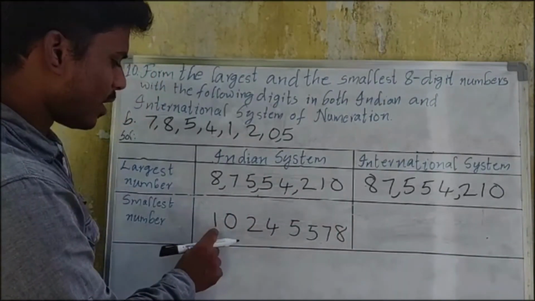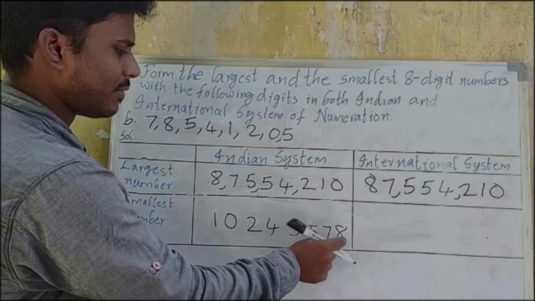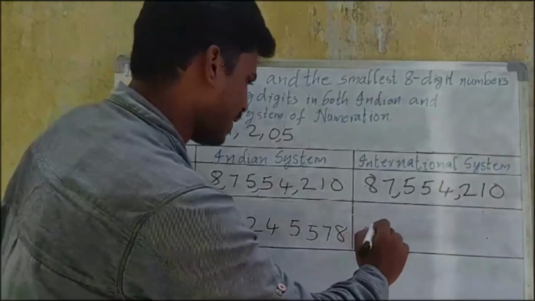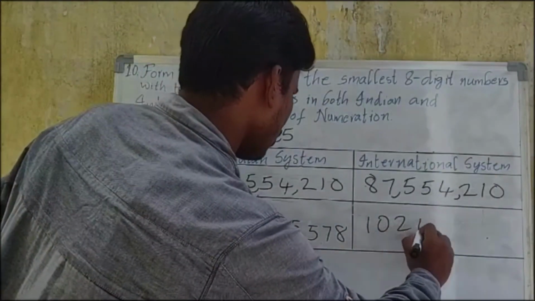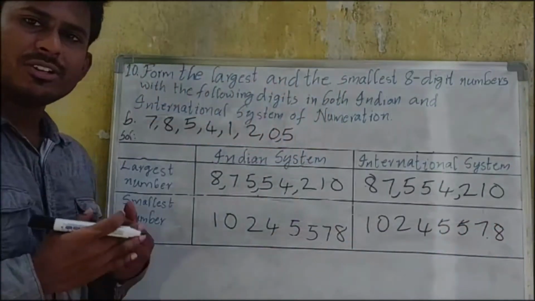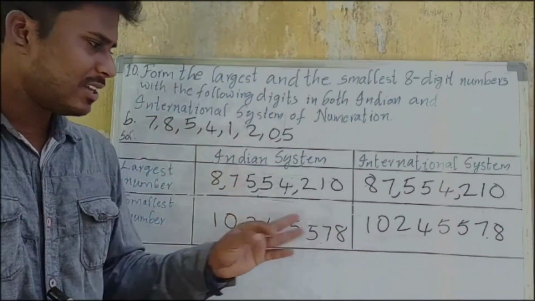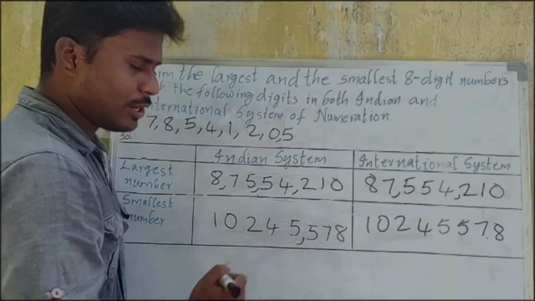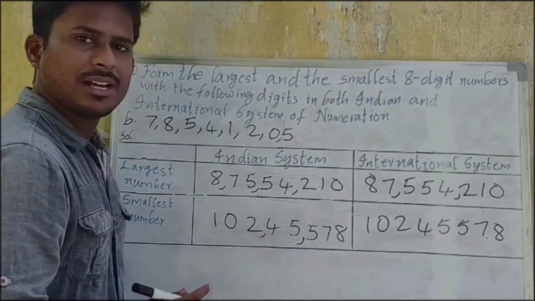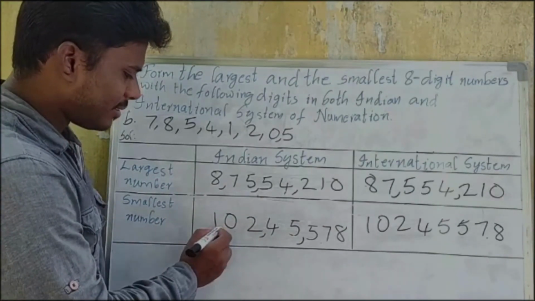Okay, count the digits: 1, 2, 3, 4, 5, 6, 7, 8. 8 digits are there. Now let us copy the same number here: 1, 0, 2, 4, 5, 5, 7, 8. According to the Indian system, 3 places in the ones period: ones, tens, hundreds. 2 places in the thousands period: thousands, 10,000s. 2 places in the lakhs period: lakhs, 10 lakhs.